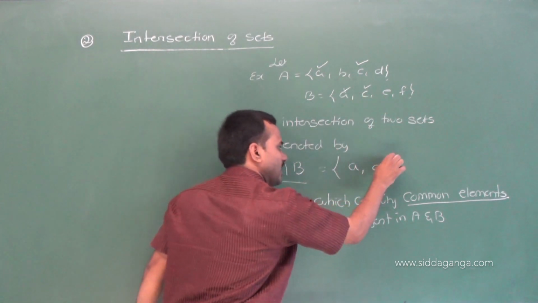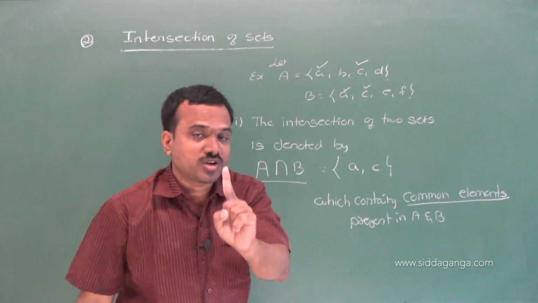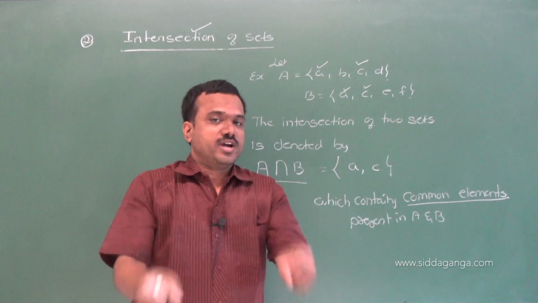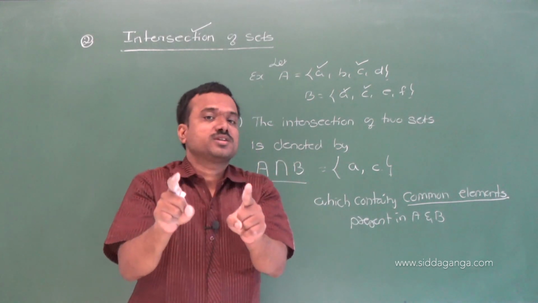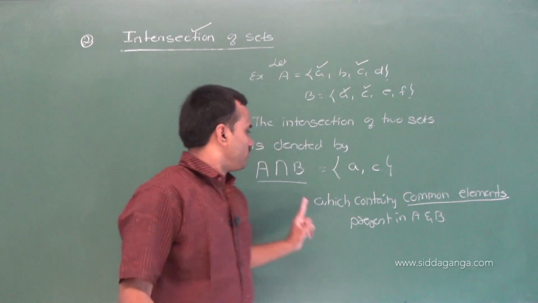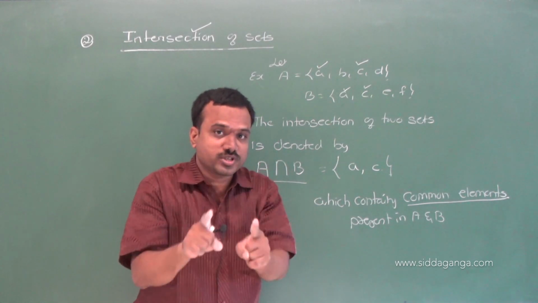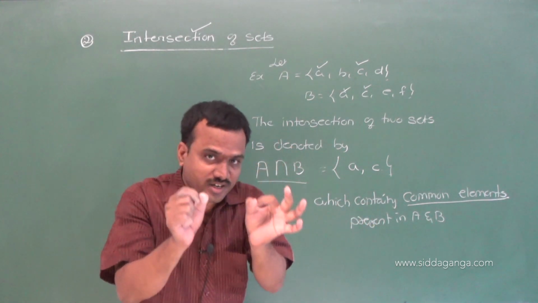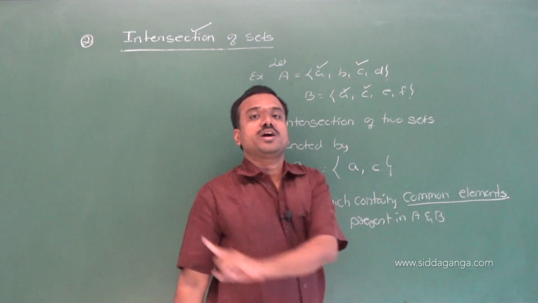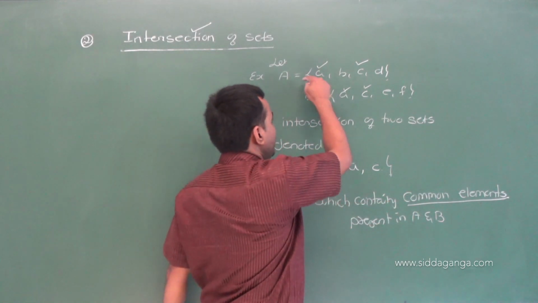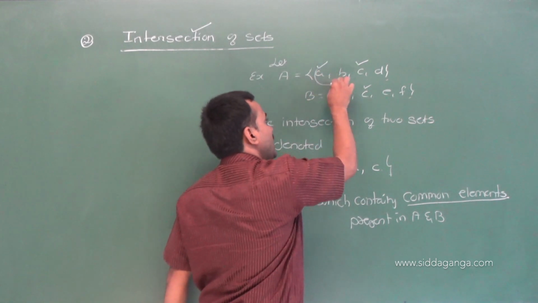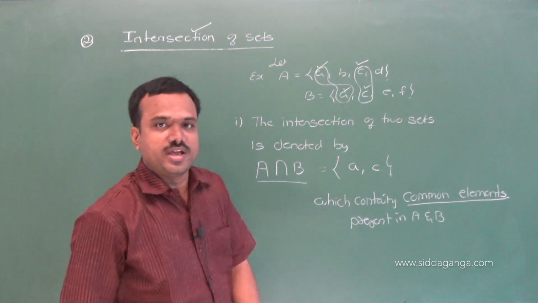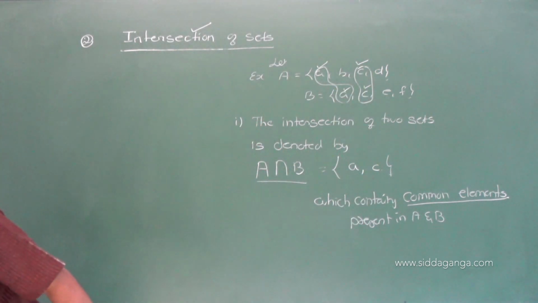These two are common elements. This is the concept of intersection of two sets. The intersection of two sets is also a set. Very important: the intersection of two sets is also a set which contains what? Common elements. Here in A and B, the common elements are A and C. Okay, so we take one more example.